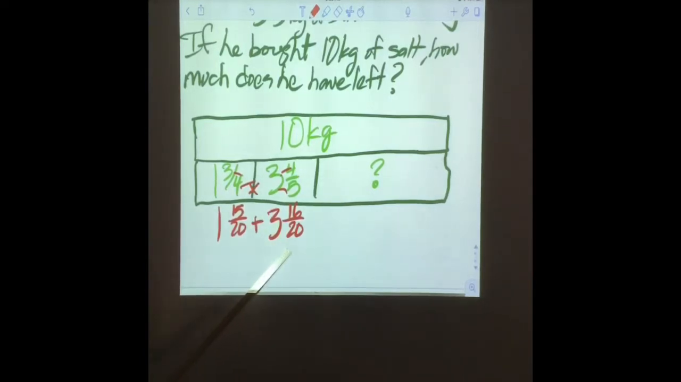We bring down this, and we're going to add them together. Why are we going to add them? Because we're going to have to subtract it from 10, right? To find out what our mystery number is. 16 plus 15. Hey, that's 31, Mr. McGuire. That's 31 over 20. How many 20s are in 31? 1 whole, right? How much is left? 11/20. Then we're going to add the 3 and the 1, and that's going to give us 5 and 11/20.